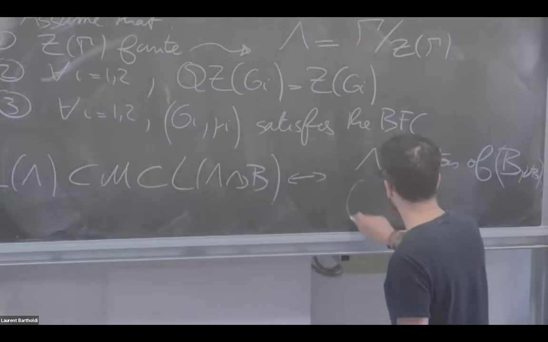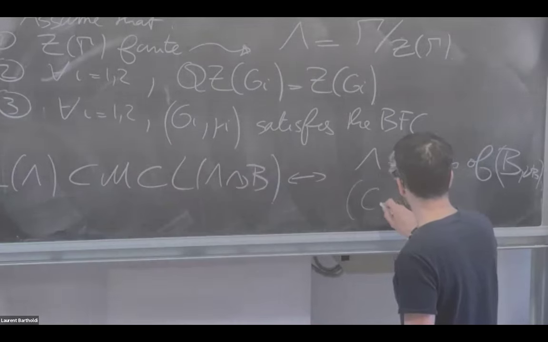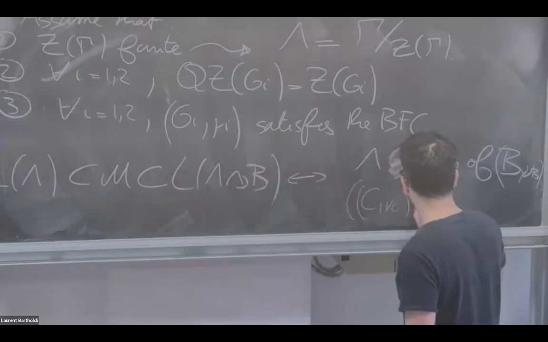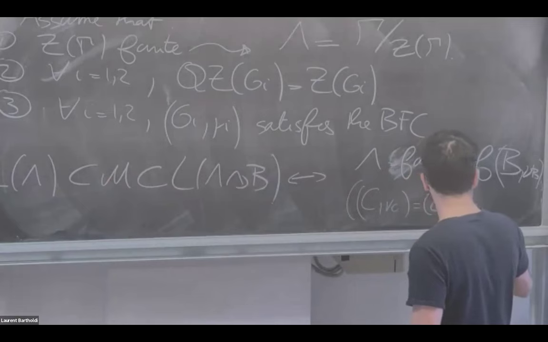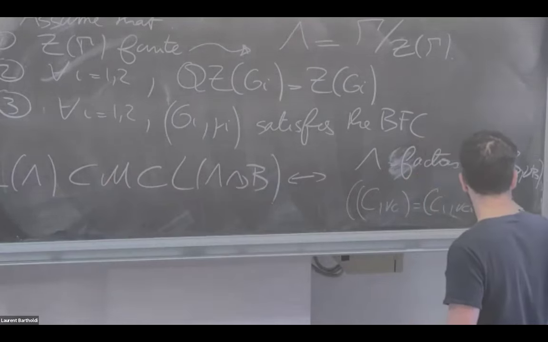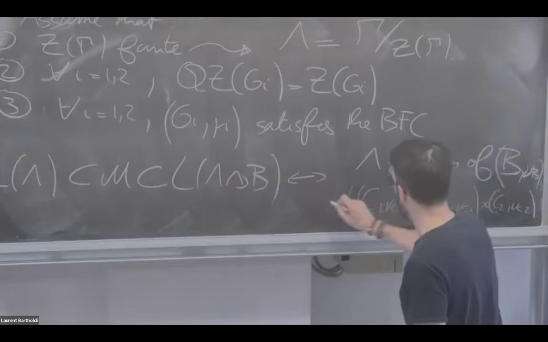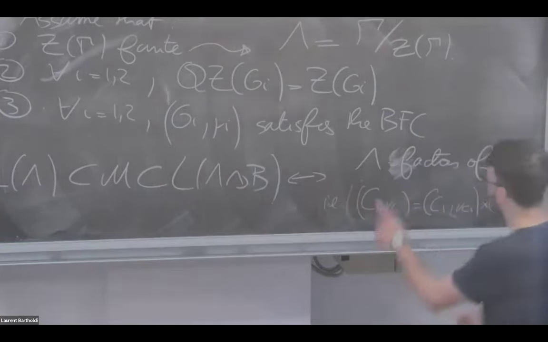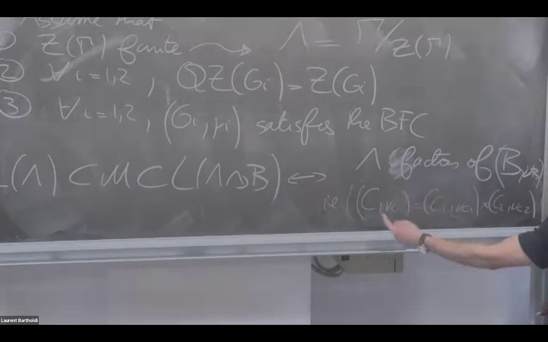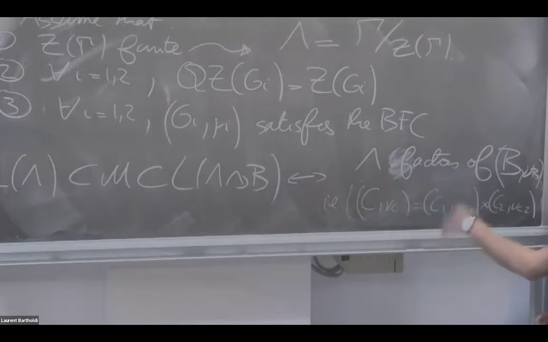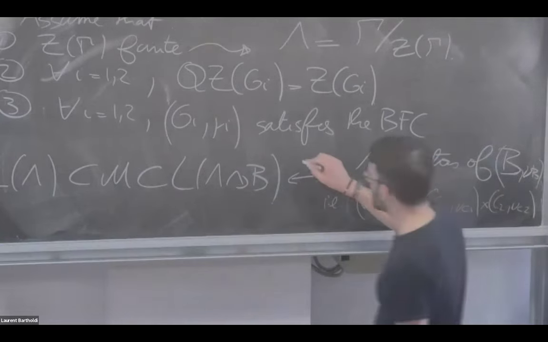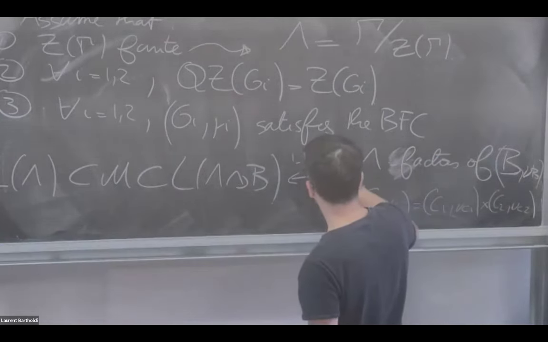All these Lambda factors arise as C, mu C, which is the product of C1, mu C1 times C2, mu C2. Okay, so all these Lambda factors are given by this, right? This is the first theorem I stated before. And so we have a one-to-one correspondence.